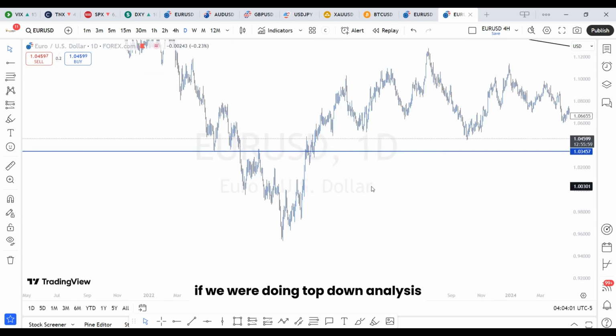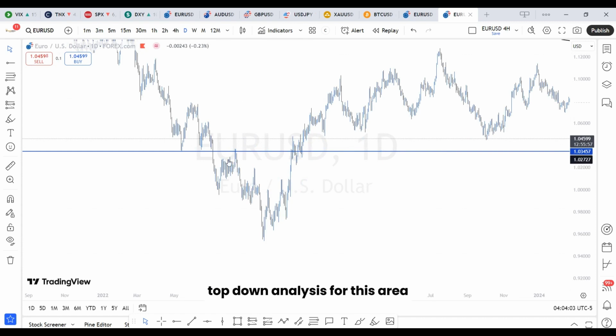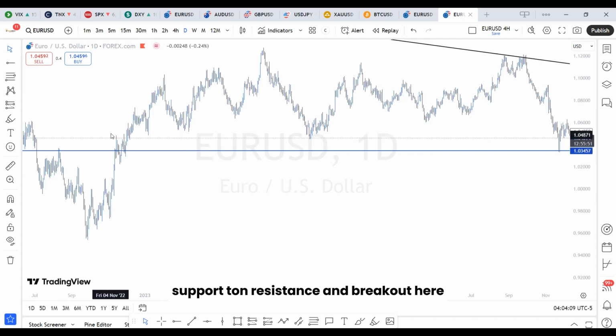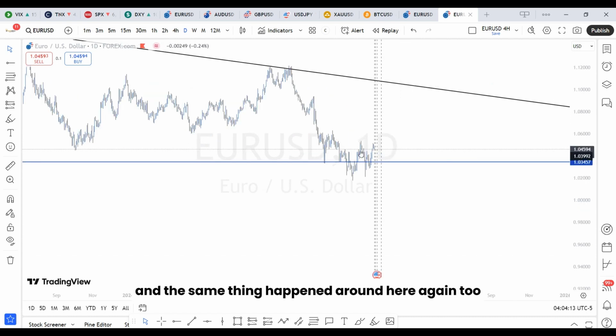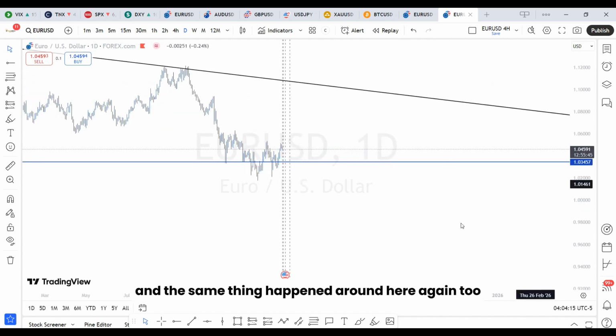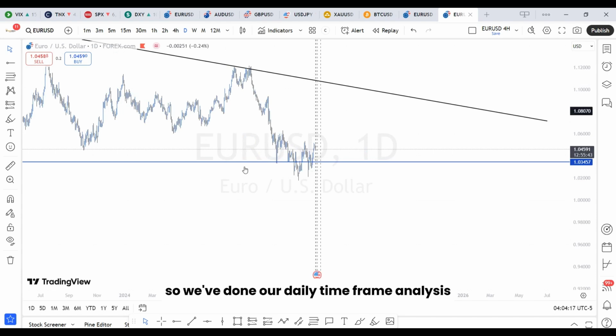So if we're doing top down analysis, once we have gotten our top down analysis for this area, we would have been able to sell from all these areas: support turn resistance, and breakout here again, resistance turn support, continue buying. And the same thing happened around here again too. So we've done our daily time frame analysis.